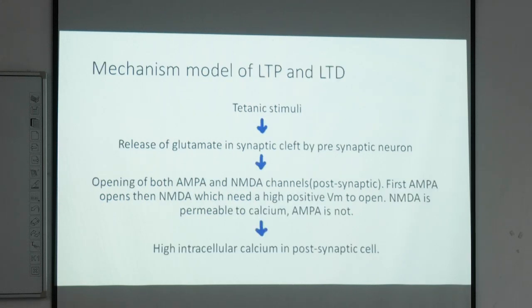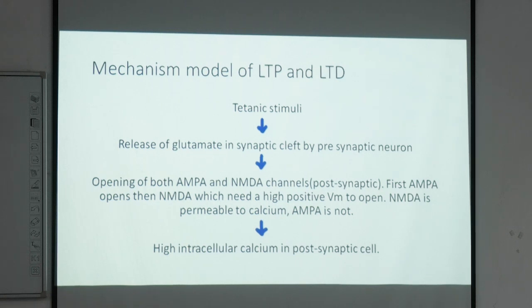Once the tetanic or high frequency stimulus is applied to the postsynaptic neuron, first there is release of glutamate in the synaptic cleft. In your central nervous system or cerebral cortex, the major neurotransmitters are glutamate, GABA, and sometimes glycine. Glutamate is the main excitatory neurotransmitter and GABA is the inhibitory neurotransmitter.